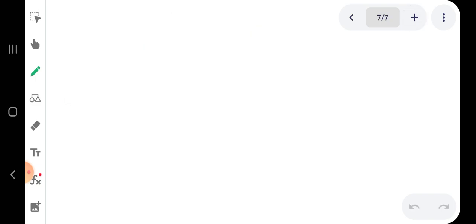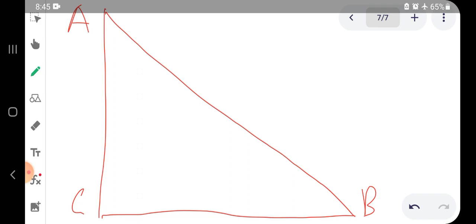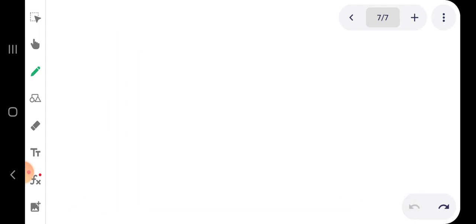So let me draw it again. So we would have this upright triangle. Again, this is the carrier, this is the solvent, and this is the solute. And imagine we have, let me do it in a better way. Okay, let me do it like that.